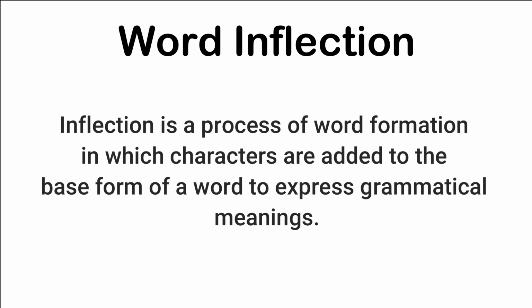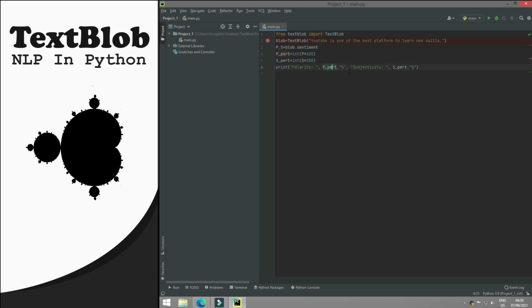For example, I have a word in its singular form and I want to convert it into its plural form. This is called word inflection. Or if I have a word in plural form and I want to convert it into its singular form, this is also called word inflection. I hope you have understood what word inflection is. So now let's do some practical work. I am on my PyCharm, and previously we have done how to perform sentiment analysis in TextBlob, and now we will see how to perform word inflection in TextBlob.